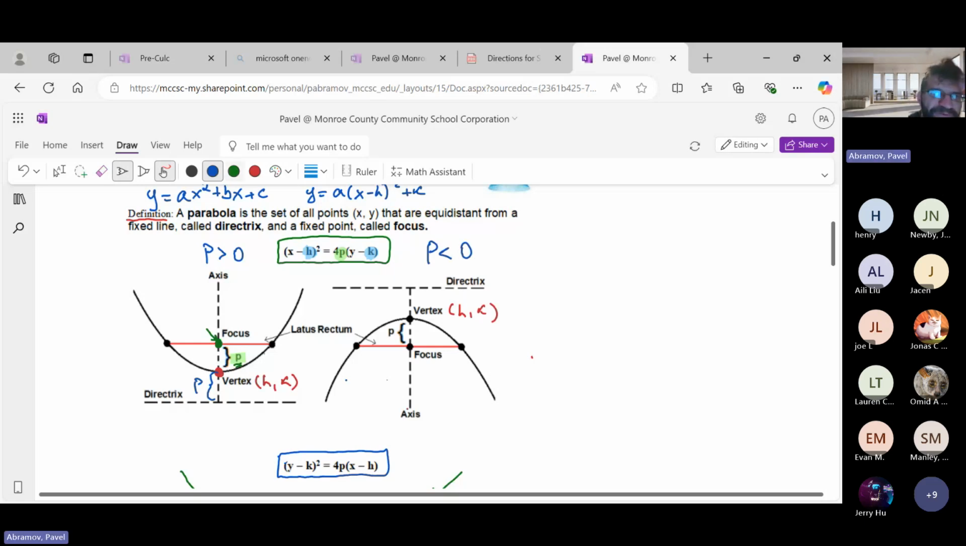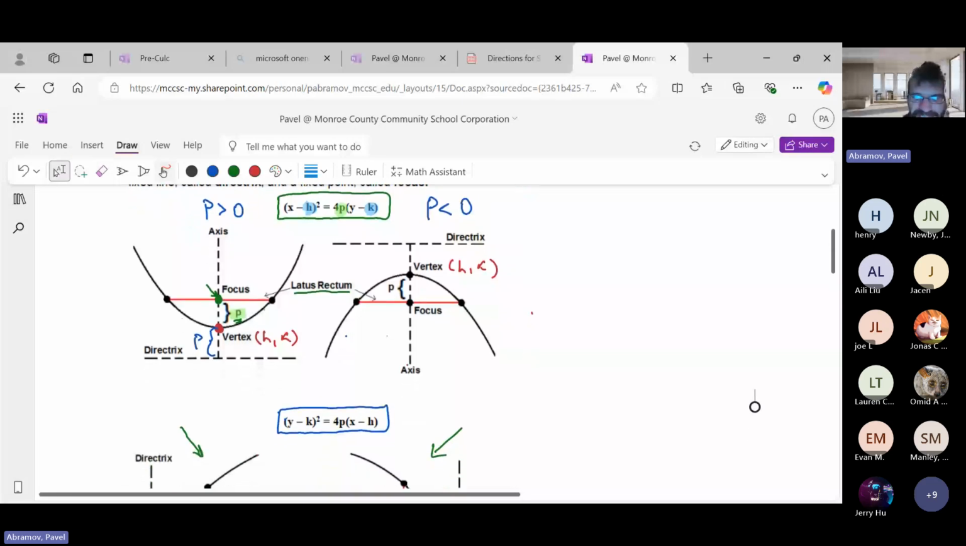One last thing that we have is the line that's called the latus rectum. That's this red line that you can see, and that's just a line that goes through the focus of the parabola and connects the points in the parabola. We're not going to spend too much time on this line, but you just need to know that that's part of the parabola as well. Now, this is for the parabola that opens vertically. However, if your parabola opens horizontally, all of the parts are exactly the same.